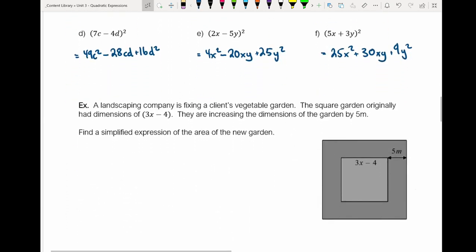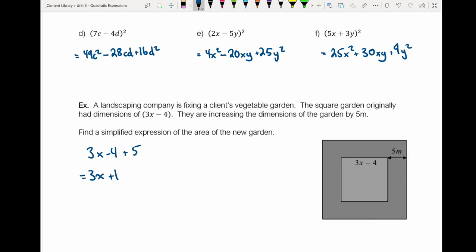So let's look at a word example of this. A landscaping company is fixing a client's vegetable garden. The square garden originally had dimensions of 3x minus 4, and they are increasing the dimensions of the garden by 5 meters. Write a simplified expression of the area of the new garden. So, of the new garden, we know that it's going to be 3x minus 4, but because they are increasing it by 5 meters, we're going to plus 5. So that means that the dimensions for the new garden is actually going to be 3x plus 1.